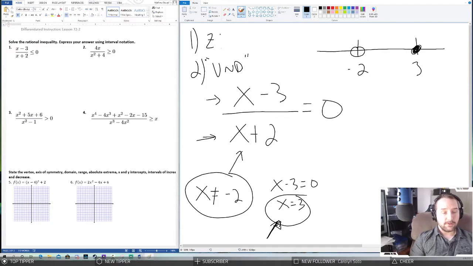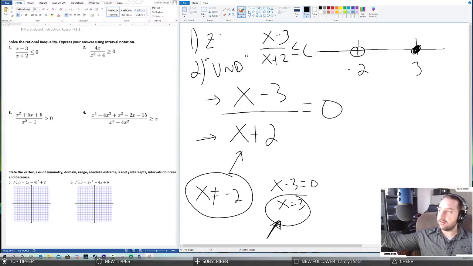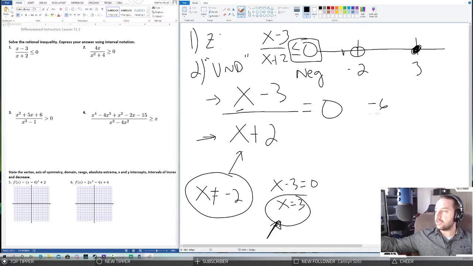So now we can solve this two ways. We can either do the sign chart, or you can just plug them into the original and see if it's true or false. So for example, (x minus 3) over (x plus 2) is less than or equal to 0. Values that are less than or equal to 0 are negative values. So I'd be looking for negative numbers. If I plug in a value over here like -3, on top I get -6, and on the bottom I get -1. Well, negative over negative is a positive.